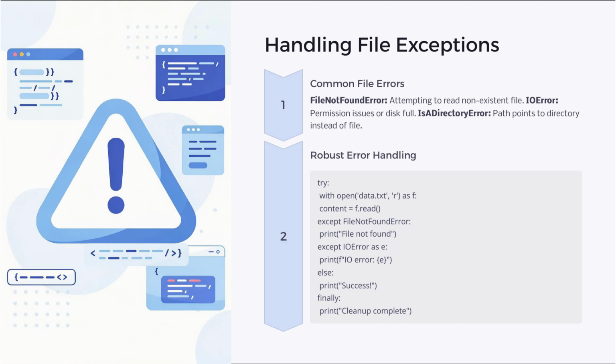Handling file exceptions is crucial for robust applications. Common errors include FileNotFoundError, IOError, and IsADirectoryError. Use try-except blocks to manage these. Attempt file operations in try, catch specific exceptions like FileNotFoundError, and handle them gracefully. The else block executes if no exceptions occur, and finally ensures cleanup, maintaining application stability.